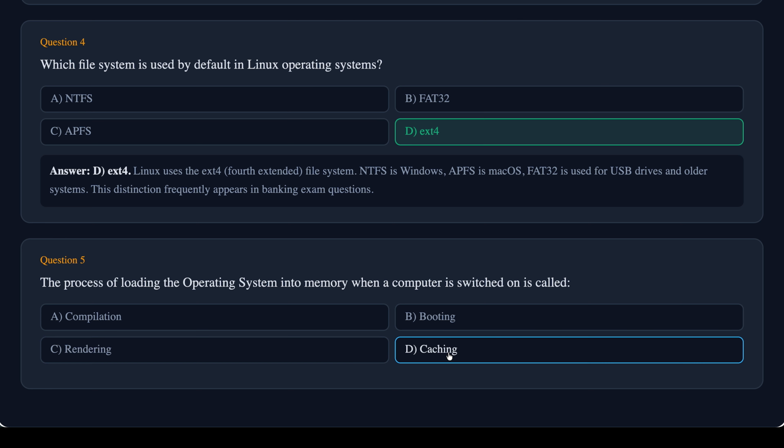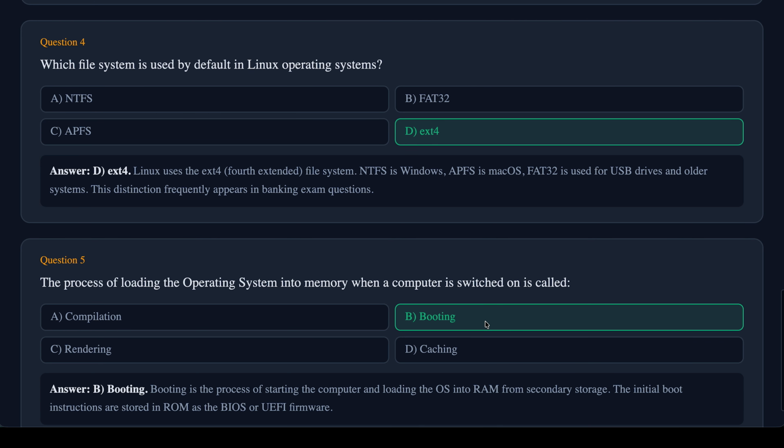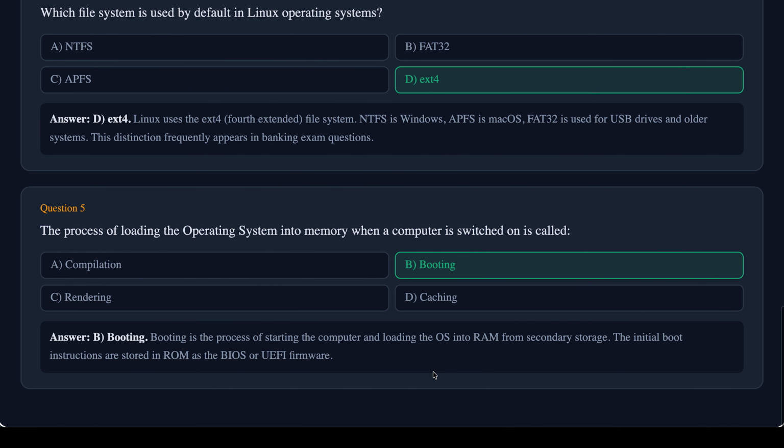And option D, caching, is the process of saving something for future uses. That's why it is also not the correct option. Correct option is booting. Booting is the process of starting the computer and loading the OS into RAM from secondary storage. The initial boot instructions are stored in ROM as the BIOS or UEFI firmware.